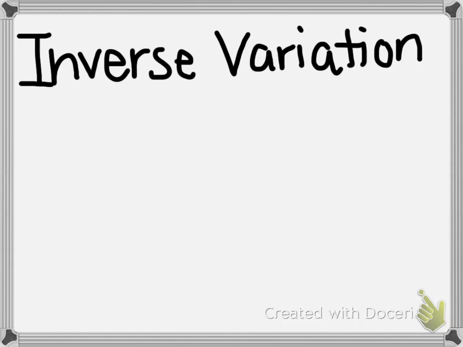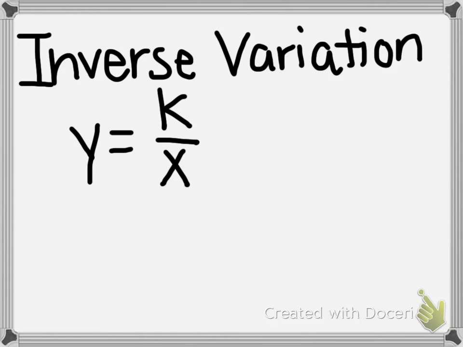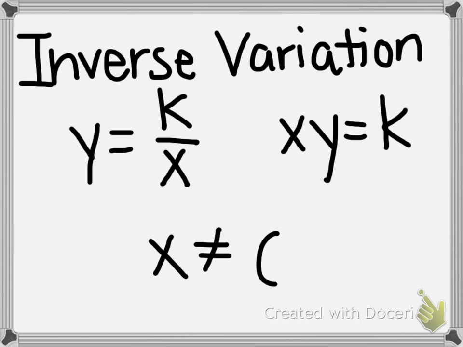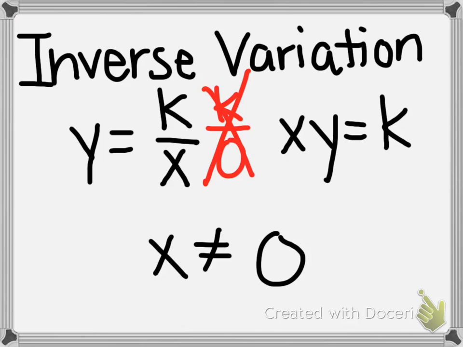Let's start off with inverse variation. Question number 1. Inverse variation is the relationship between two variables. It can be written as y equals k divided by x, or it can be written as x times y equals k. In both these situations, x can never equal 0. If x equaled 0 in the first equation, then this would be undefined, as we can never divide by 0. So 0 can never equal x.